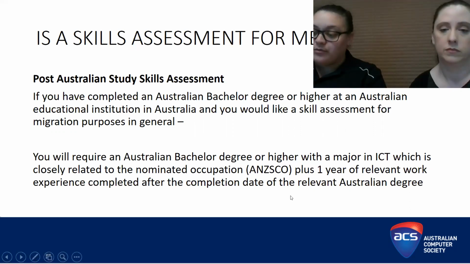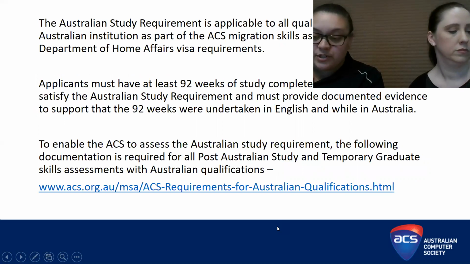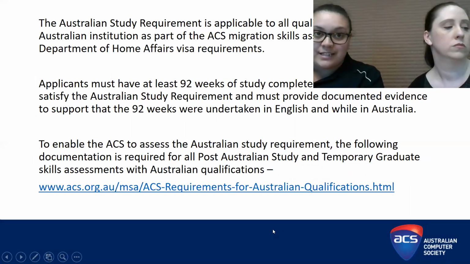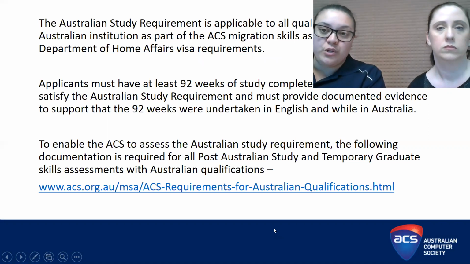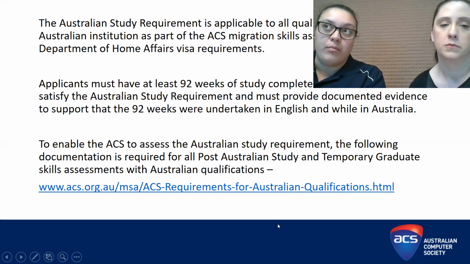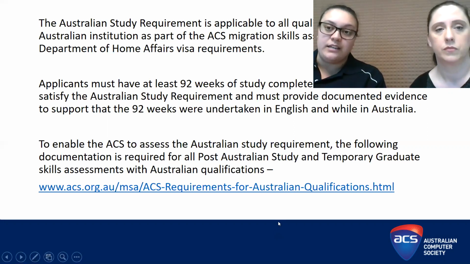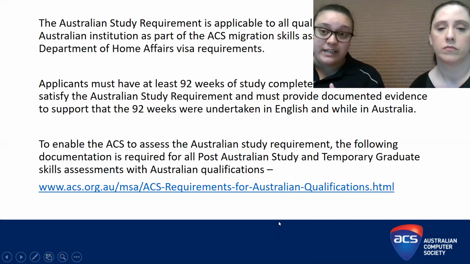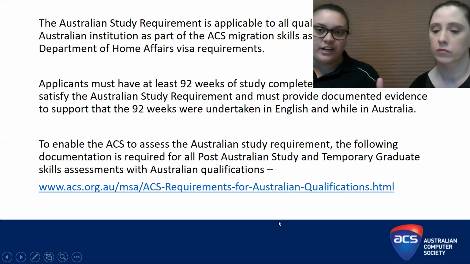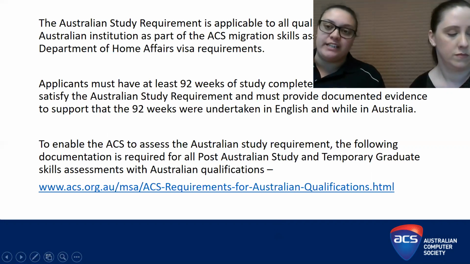Now, there is a requirement. With the post-Australian study, you need to meet what we call the Australian study requirement, ASR for short, and basically it needs to be 92 weeks in length. So if you do have credits and they're from an overseas university, it won't be accepted. It needs to be 92 weeks in an Australian institution. If you do have credits from another Australian degree, then that can be accepted, as long as it's, again, 92 weeks in an Australian institution.